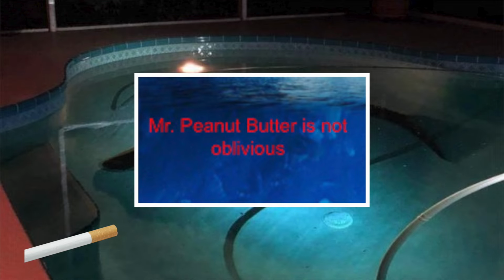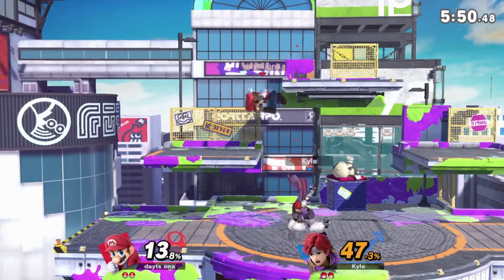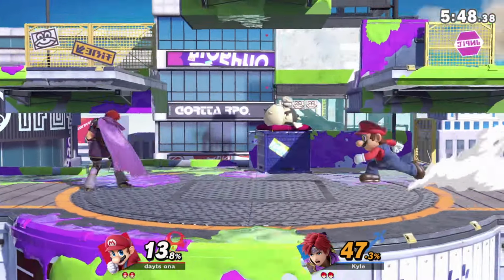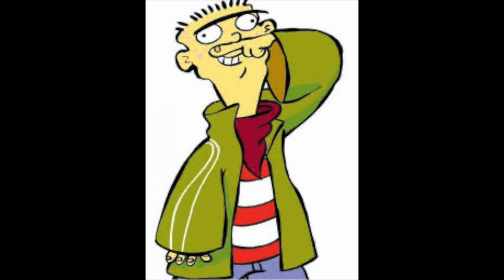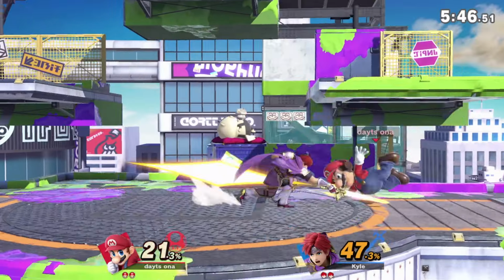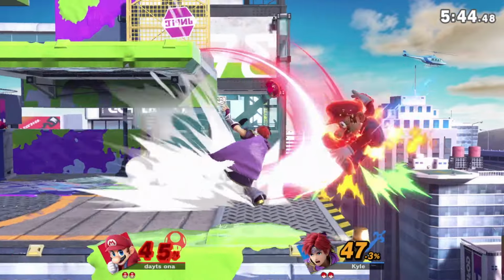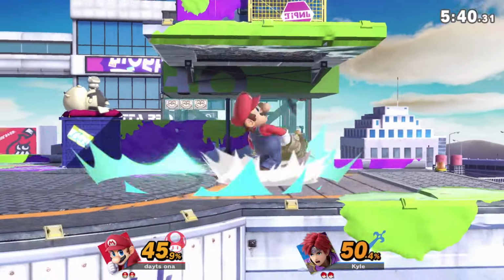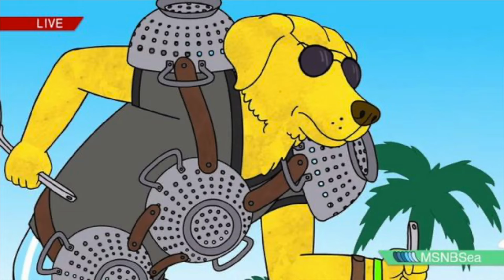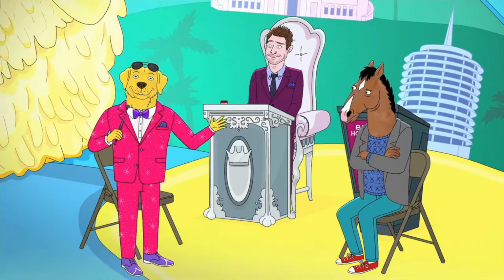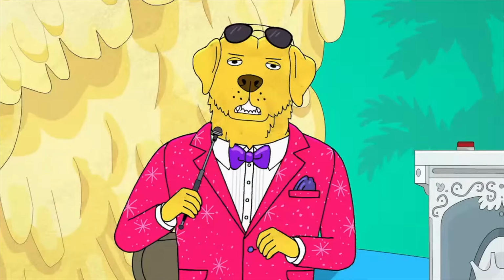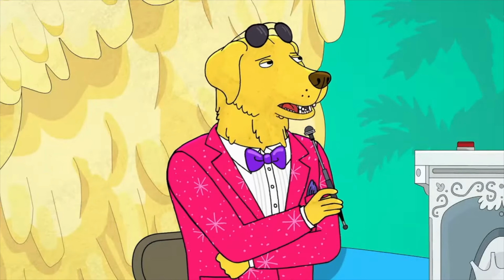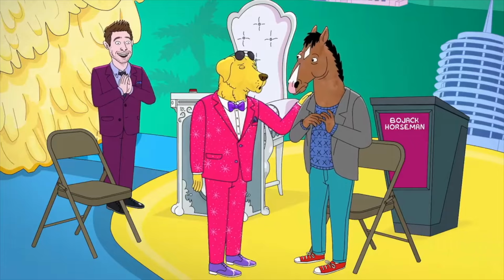Mr. Peanut Butter is not oblivious. In the show, it is constantly suggested that Mr. Peanut Butter will be that cliche, stupid, funny guy in the show. But later, we realize that he is completely aware of BoJack's antics and is now seen more like the hero of the story. This is backed up by the episode Let's Find Out, where they have a conversation to each other in a game show, and eventually they resolve with a kiss.